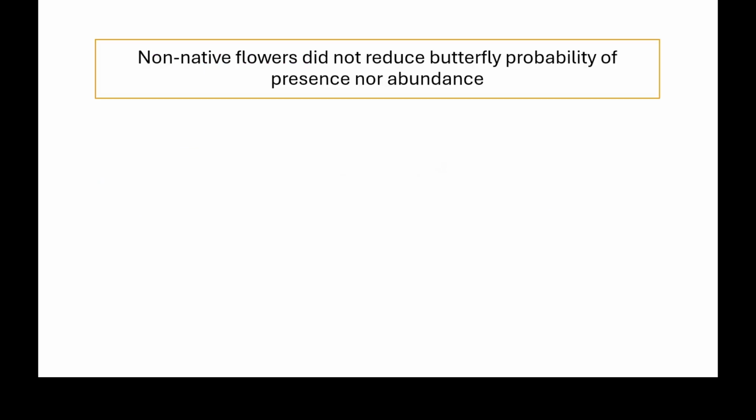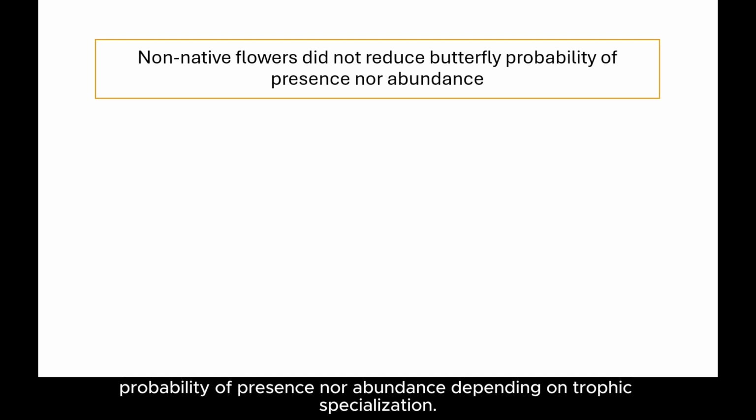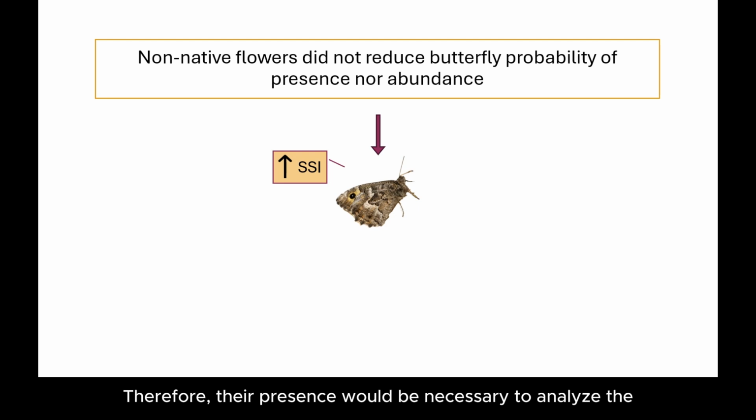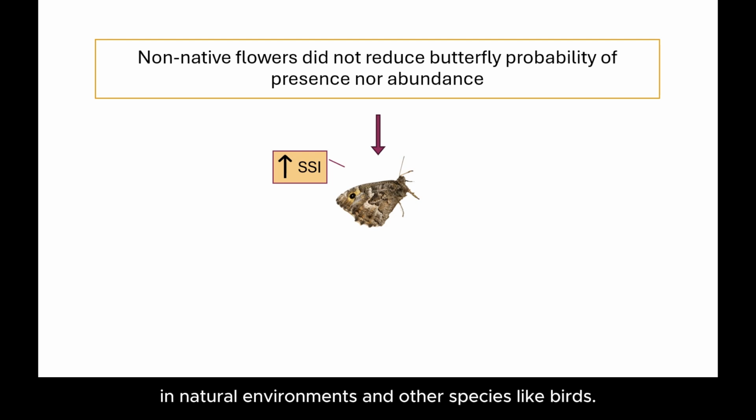As a conclusion of this study, we observed that non-native flowers did not reduce butterfly probability of presence nor abundance depending on trophic specialization. Although it should be emphasized that the most specialized species have not been observed in urban gardens. Therefore, their presence would be necessary to analyze the potential negative impacts of non-native flora, which have been observed in natural environments and in other species, like birds.